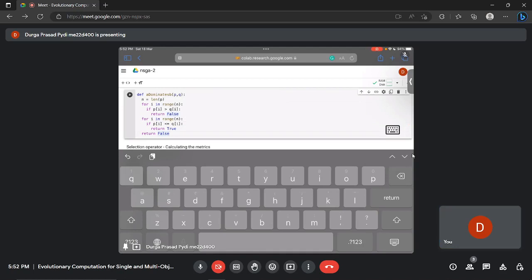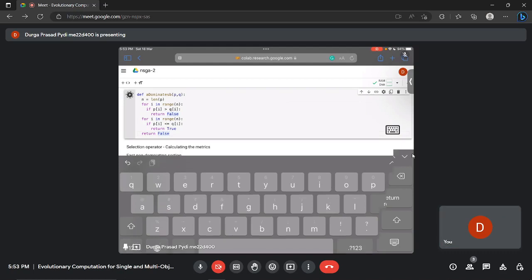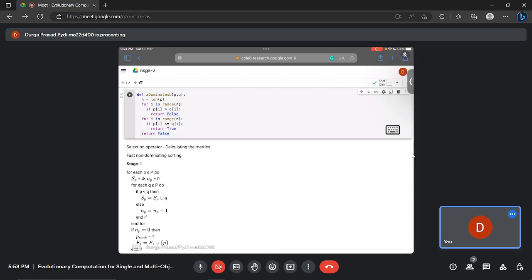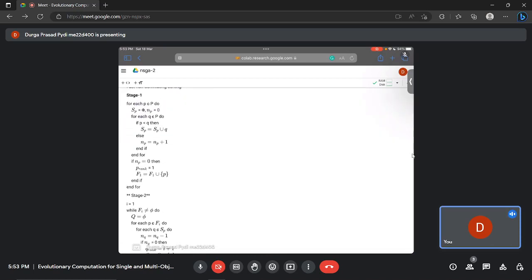Okay, so now I hope it is clear. If for one of the objectives P is greater than Q, then P doesn't dominate Q. And for all the objective functions, P_i should be less than or equal to Q_i. Yeah, so this is one function. This we have seen; this is the algorithm for NSGA.